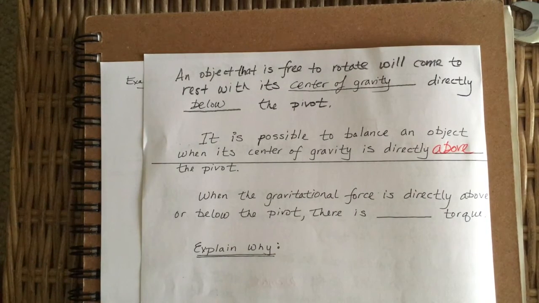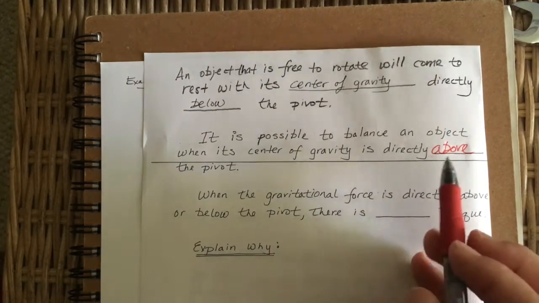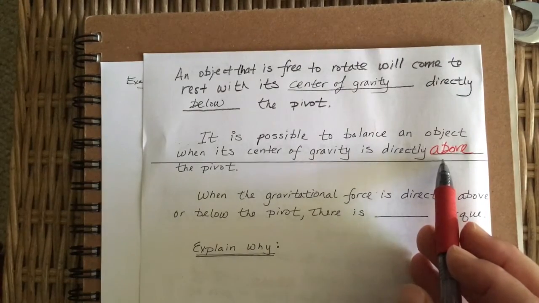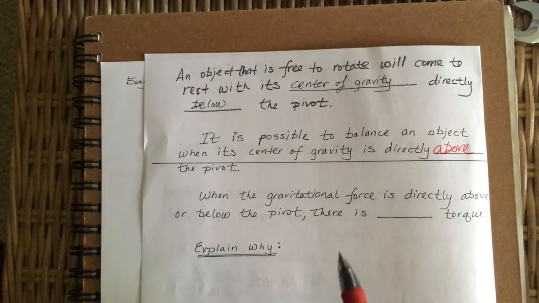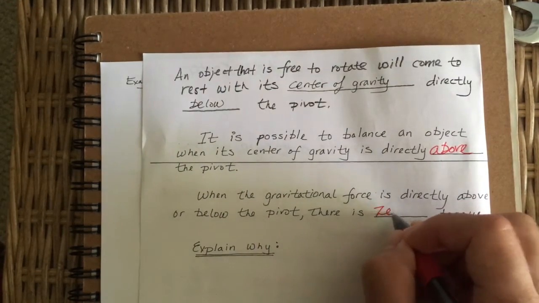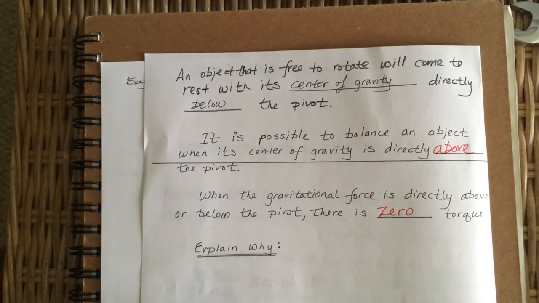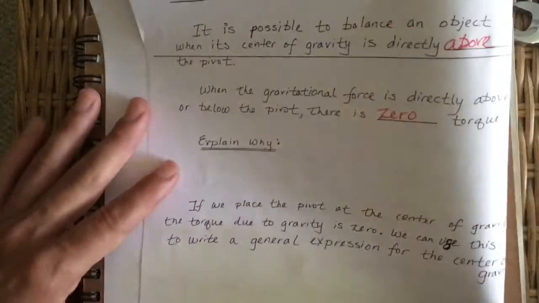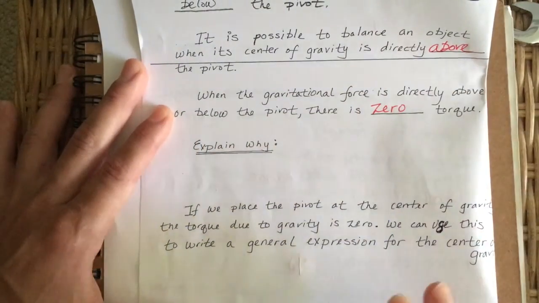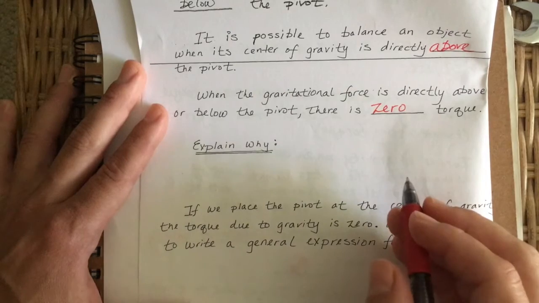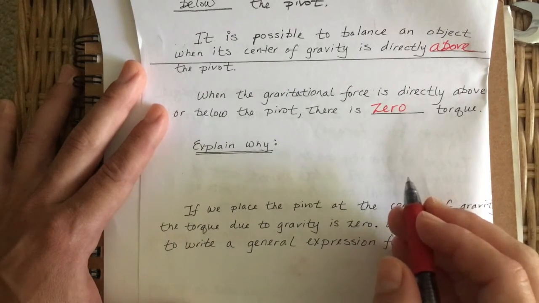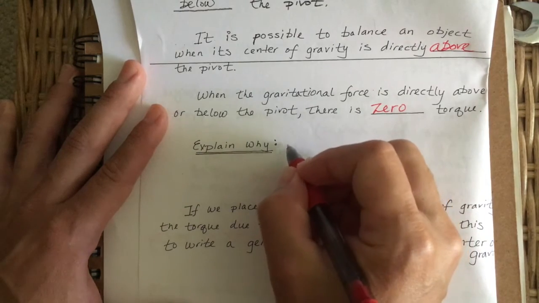Because if it's directly above, then the angle is going to be 180 or 0 with the pivot, and we know that there will be no torque because there's no perpendicular component of that force to cause torque, and torque requires a perpendicular component. So when the gravitational force is directly above or below the pivot, there is 0 torque. And if we had to explain why, we would say, well, because there's no perpendicular component of the gravitational force that would cause torque.